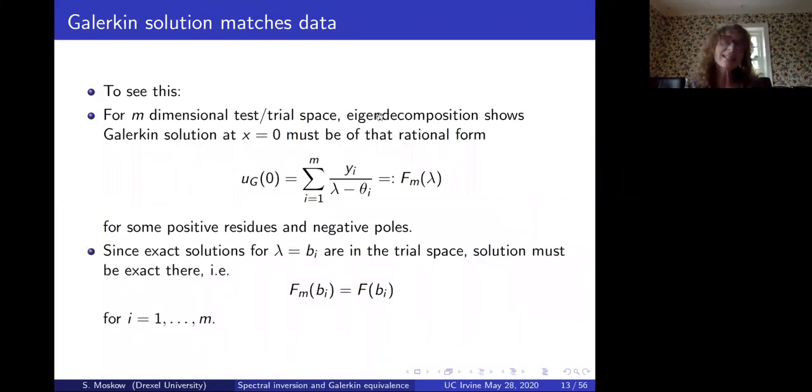And basically, since the exact solutions are in the trial space, as we all know from Galerkin methods, if the exact solution is in your subspace, you match it exactly. So the data is matched exactly at those spectral points.